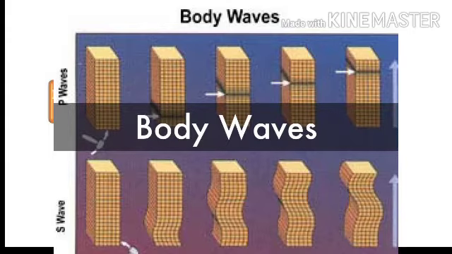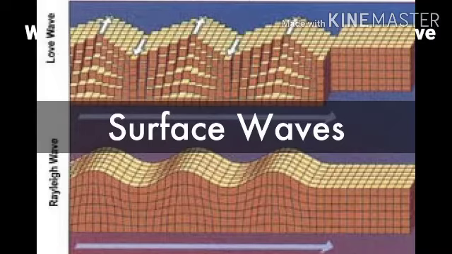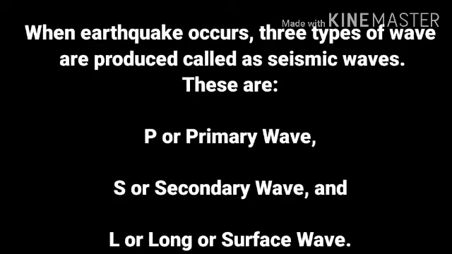They radiate and move in all directions from the point of focus or hypocenter and travel through the body of the earth. Hence, the name body waves. The body waves interact with the surface rocks and generate a new set of waves called surface waves, which move along the surface of the earth.